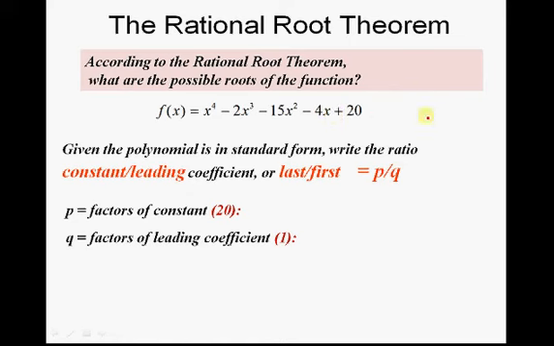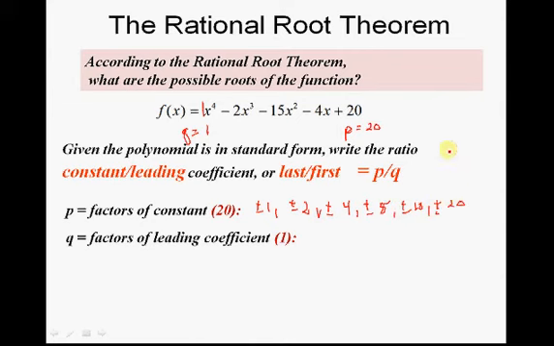So let's take a look at our function and let's try to identify. Well, it's in standard form already. And so we can say the coefficient of the leading term is just 1, and that's going to be represented by q. And then the constant is 20, so p is just going to be 20. So we need to take a look at the factors of these. Okay, so here we go. The factors of 20 are just plus and minus 1, plus or minus 2, plus or minus 4, plus or minus 5, plus or minus 10, and plus or minus 20.